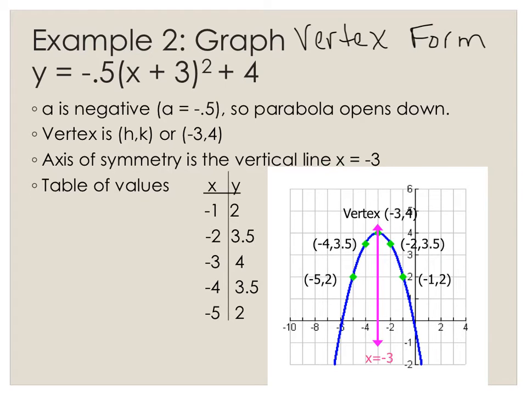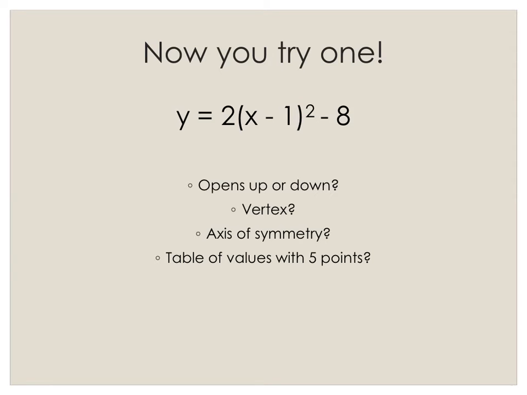To get our table, we choose two values to the left of the vertex and two values to the right of the vertex, and then we substitute in to get our points. Now you try this one. Pause the video and then answer each question.